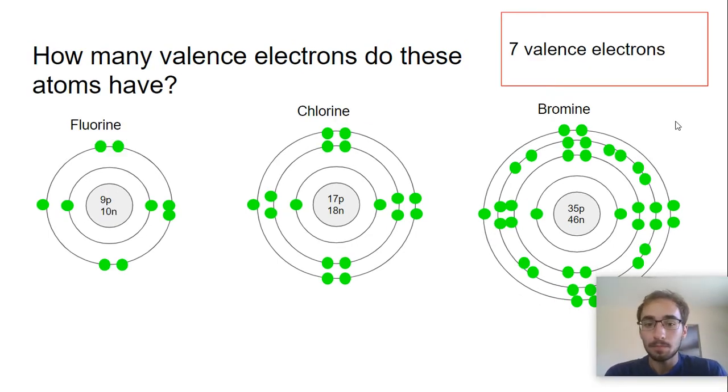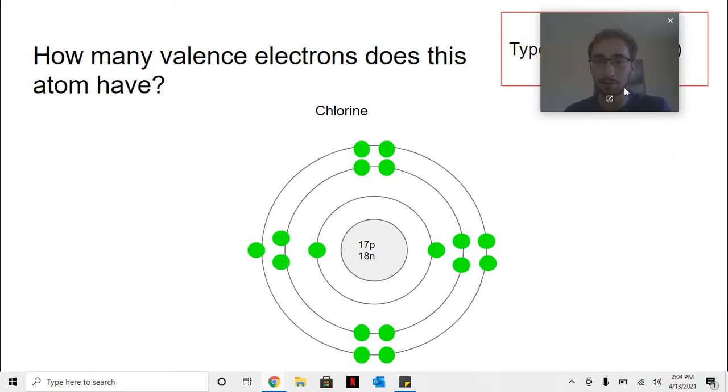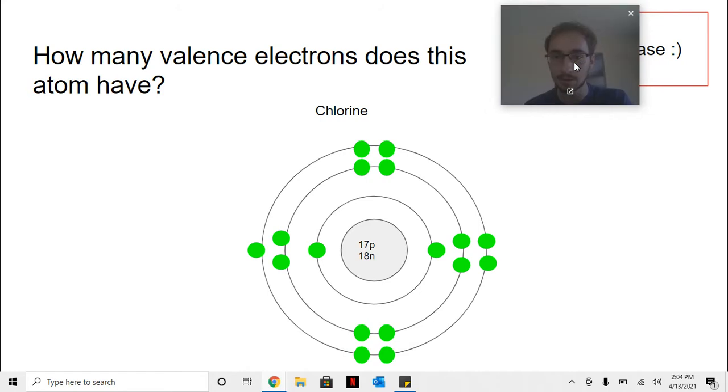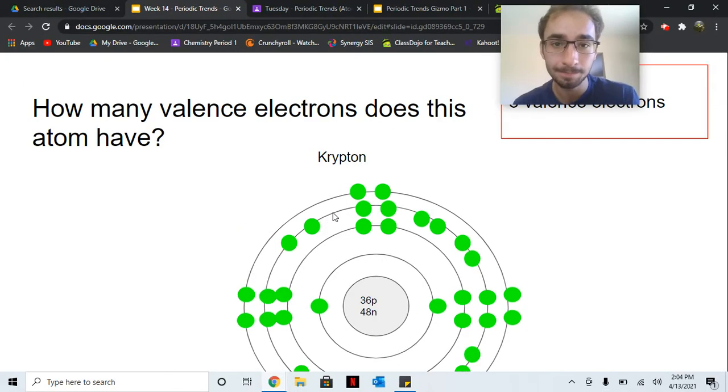So if you count these, all three of these elements have 7 valence electrons. So I want you to try and figure out how many valence electrons does this atom have? And how many valence electrons does this atom have? Please review. You need to know and recognize what valence electrons are. Okay?